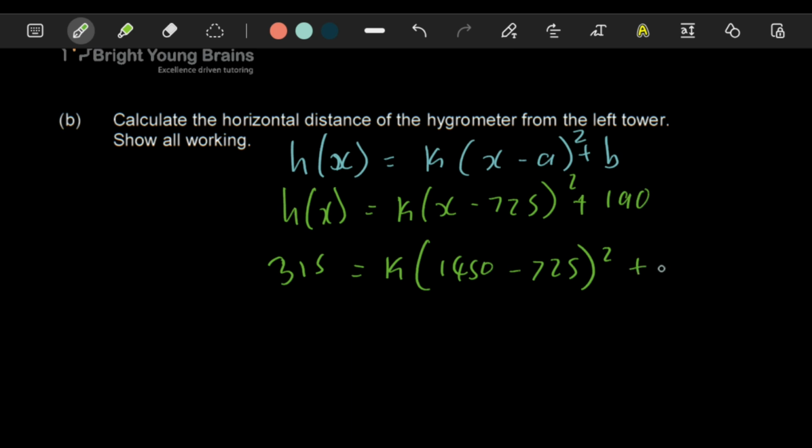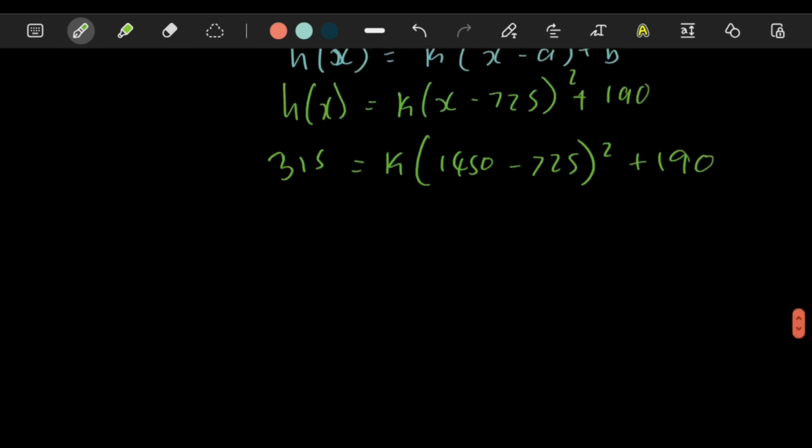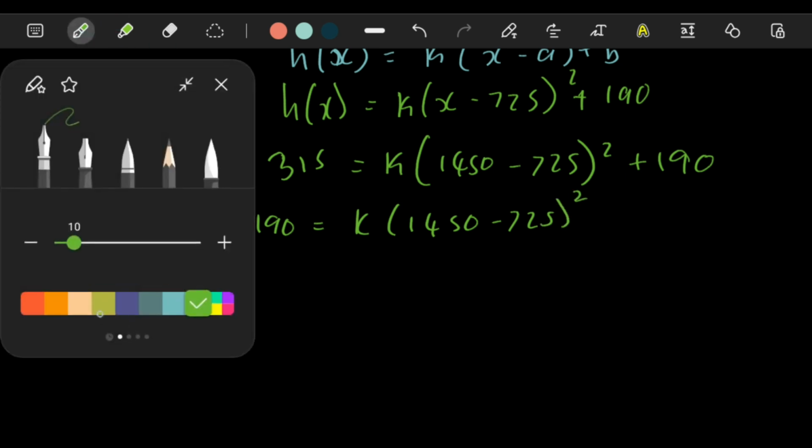So here, don't be surprised getting big numbers, because you are working with meters and stuff like that here. So don't panic. So here K is equal to this, 50 minus 725 squared. Let's divide that on both sides.